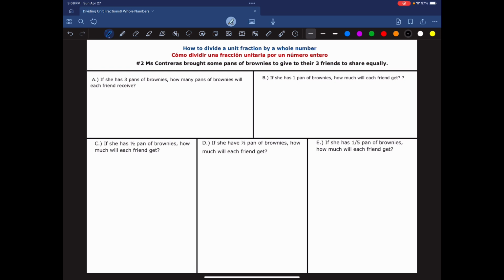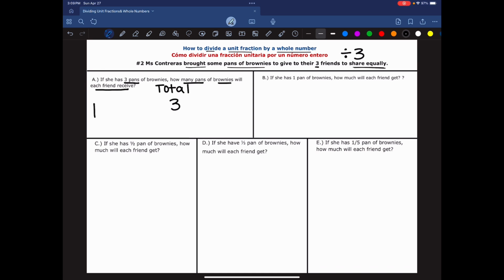Let's switch gears and focus on how to divide a unit fraction by a whole number. I bought some pans of brownies to give to my 3 friends to share equally. Since I'm sharing equally with my 3 friends, that means I'm dividing by 3. Before we begin, make sure that you have a highlighter or a colored pencil. If I have 3 pans of brownies, how many pans of brownies will each friend receive?